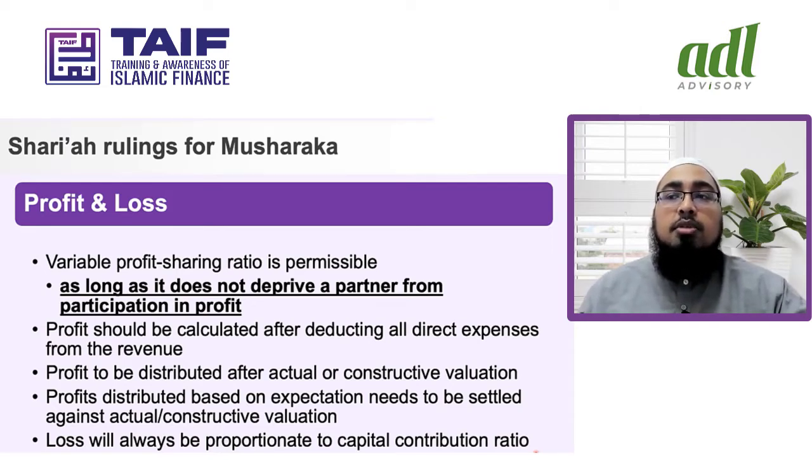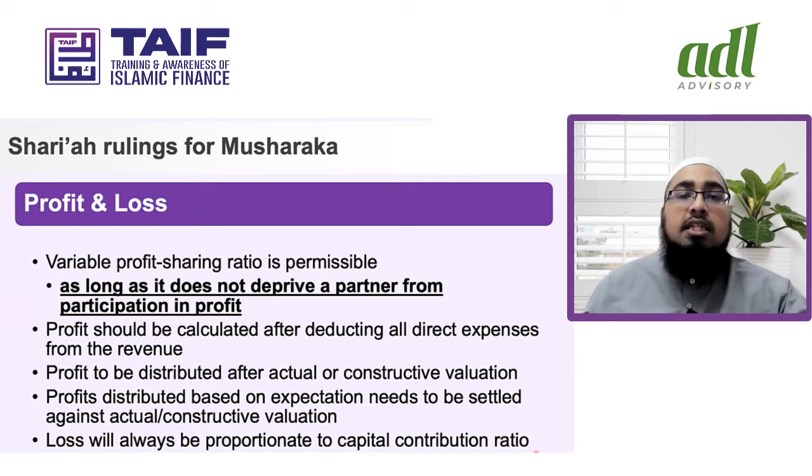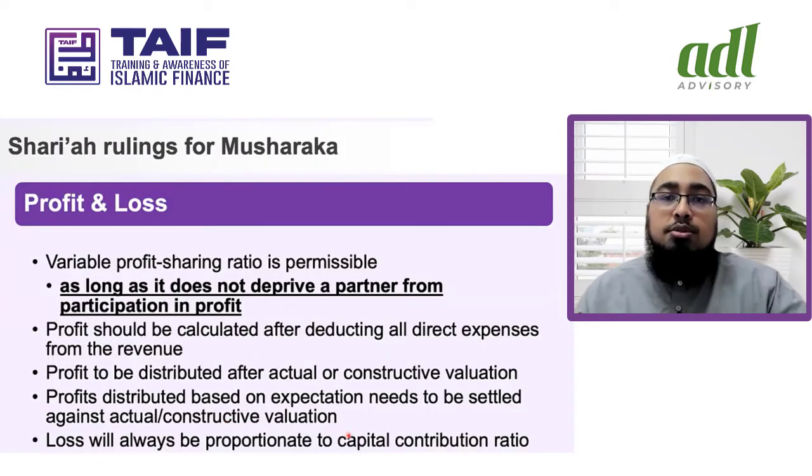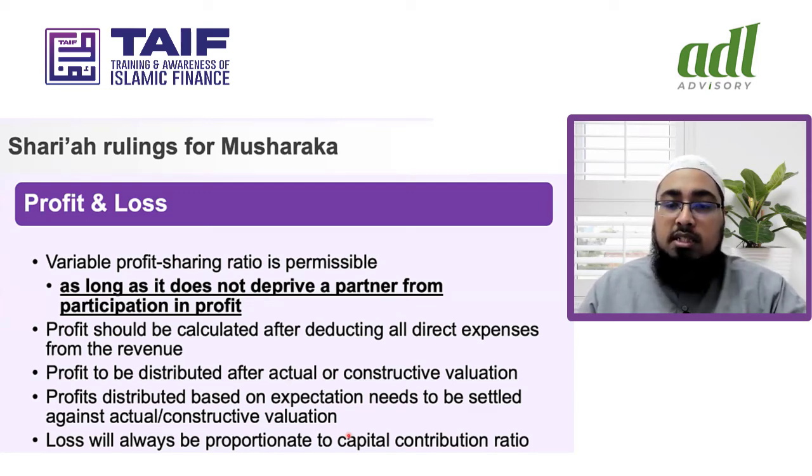Profit sharing ratio is something that can be agreed upon. We can tweak it as long as it's Sharia compliant, no problem. We can agree upon a different ratio. However, loss cannot be agreed upon. Loss is always proportionate to the capital contribution ratio. That is something that we have to be very mindful of in this Musharaka standard.